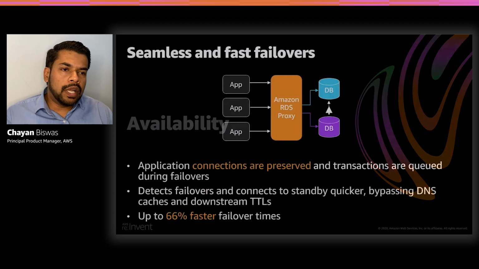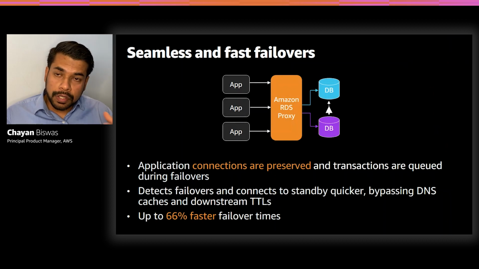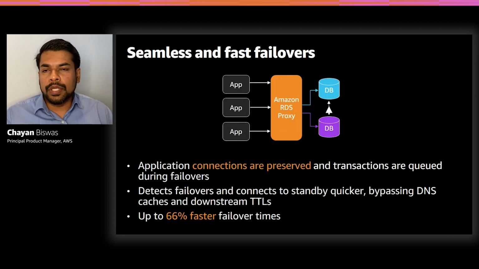Again, extending on that schematic, what I'm showing you here are two database instances. Think of the purple one as the primary and the other one as the standby. And the first thing that RDS Proxy does is that any connection that is not actively executing a transaction, when a failover happens, it will preserve those connections. Second, it will also continue to accept any new connections that come in. And third, it will also allow you to queue up any transactions you send through when a failover is happening.